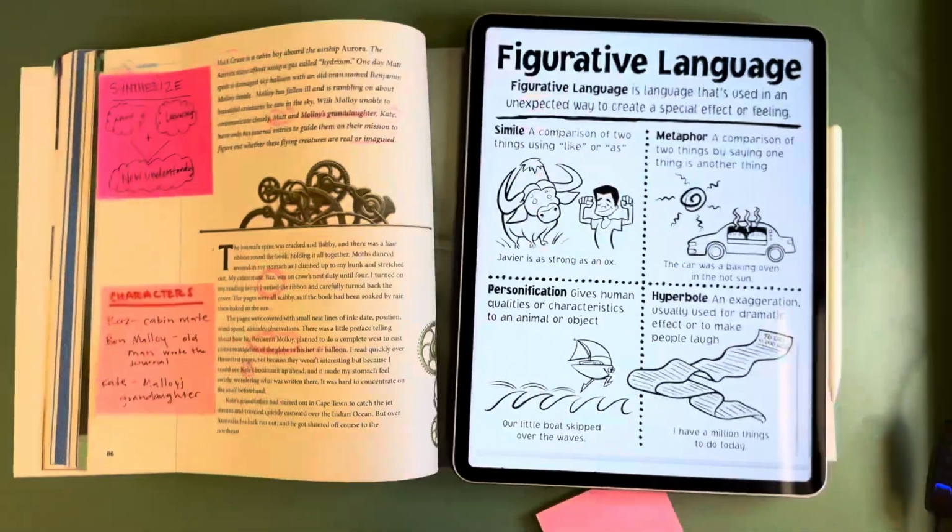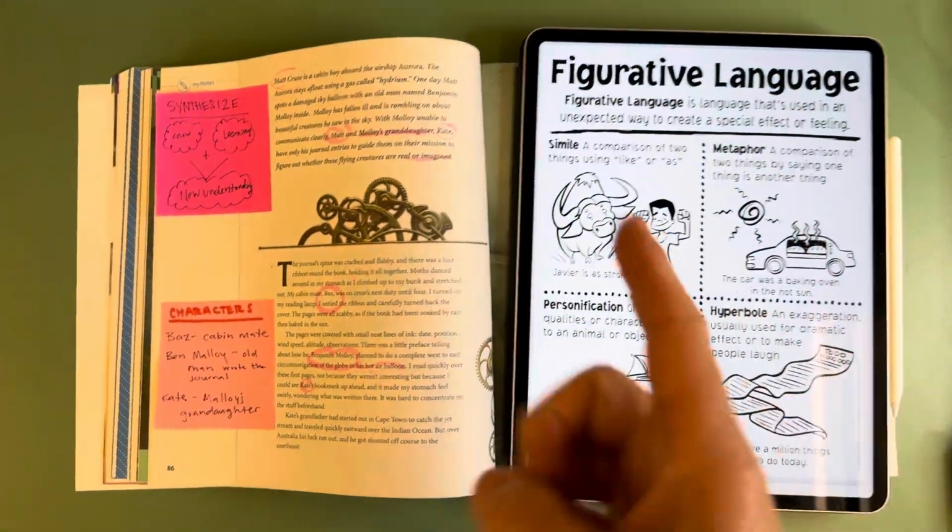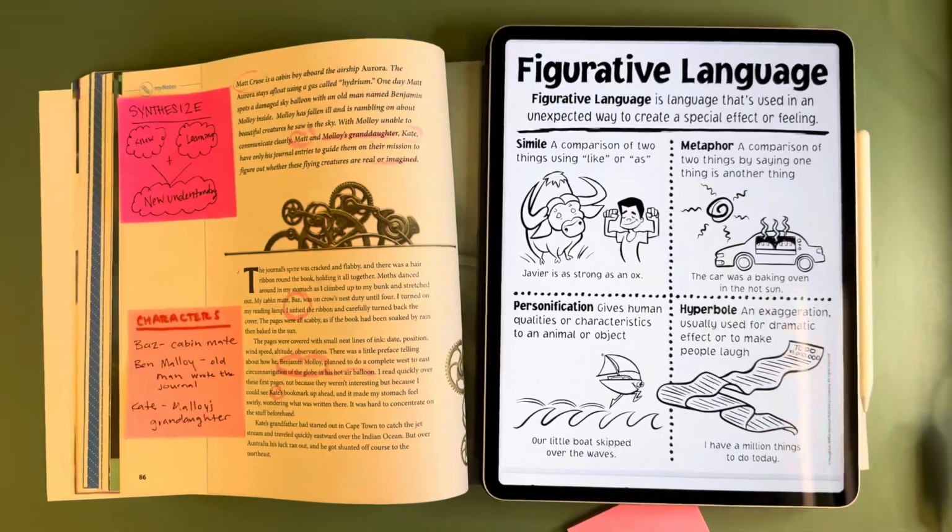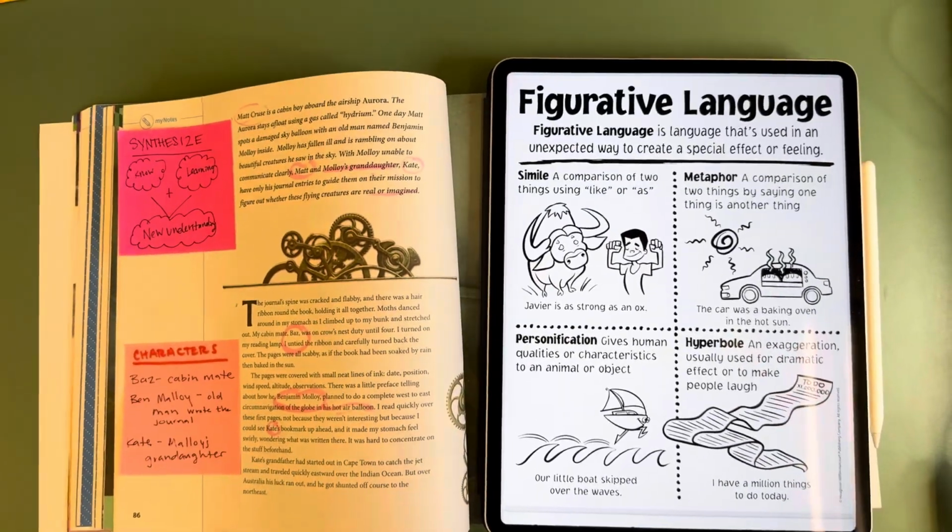All right, and so that's how you look for figurative language while you're reading. I hope you notice some in your texts. Now go take on the day.